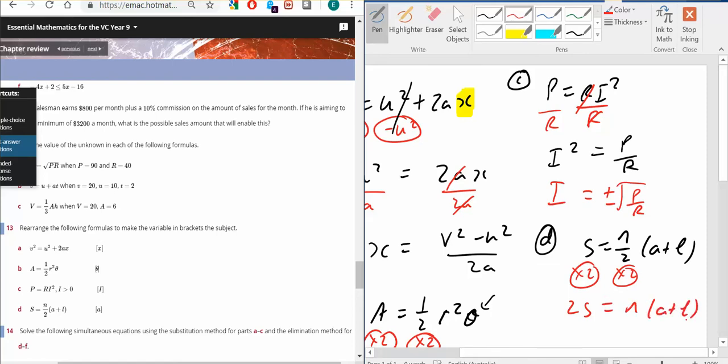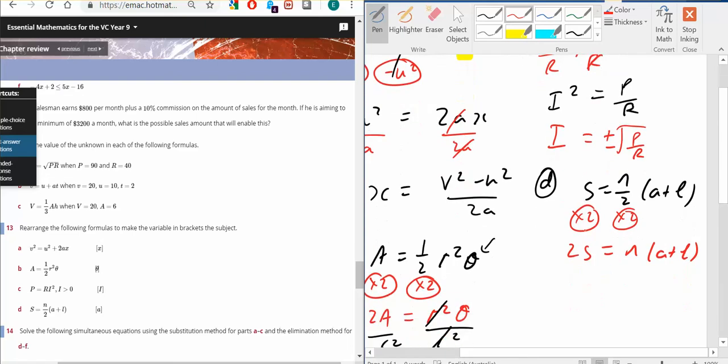I need to get rid of the n, so I divide both sides by n. Now because a and l are in the bracket, I can't deal with what's inside the bracket until I get everything that's outside the bracket away first. So divide both sides by n, get rid of the n. So we've got 2s on n equals a plus l. There's no bracket there anymore.